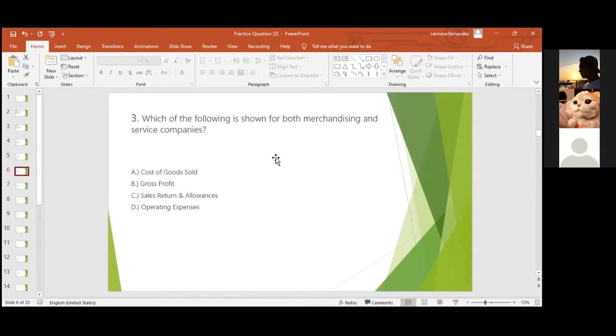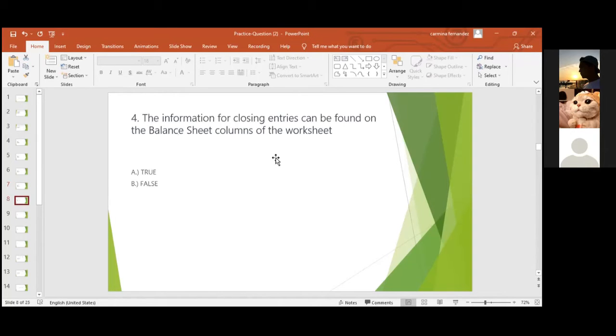And sa number 3, which of the following is shown for both merchandising and service companies? And ang sagot dyan is yung operating expenses. Kaya operating expenses ang sagot dyan kasi yun lang naman ang meron dun sa dalawa. Walang cost of goods sold sa service, di ba? Kasi service yun. Service revenue agad or service income. Wala ring sales return. Imagine niyo yung income statement nilang dalawa, parehong may operating expense na dinededuct para mag-arrive sa net income. And yun, number 4 na.